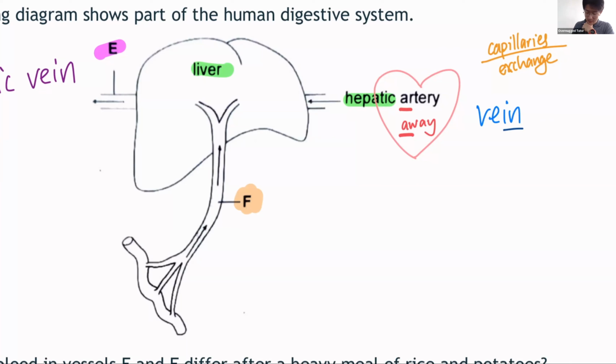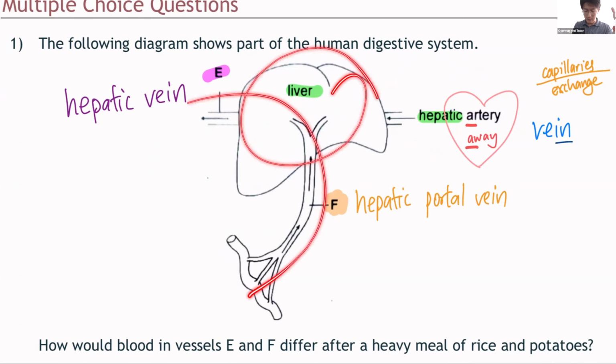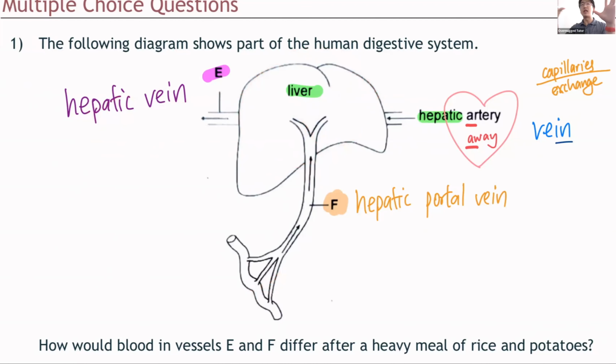Okay, so a little bit about hepatic portal vein. Thank you, Kayleen. Right, so the hepatic portal vein is a special vein. It is the only vein that does not bring blood from an organ directly back to the heart. We can see that over here, it passes through the liver first. All other veins in our body go from that organ straight to the heart. Okay, so the hepatic portal vein is special over here.